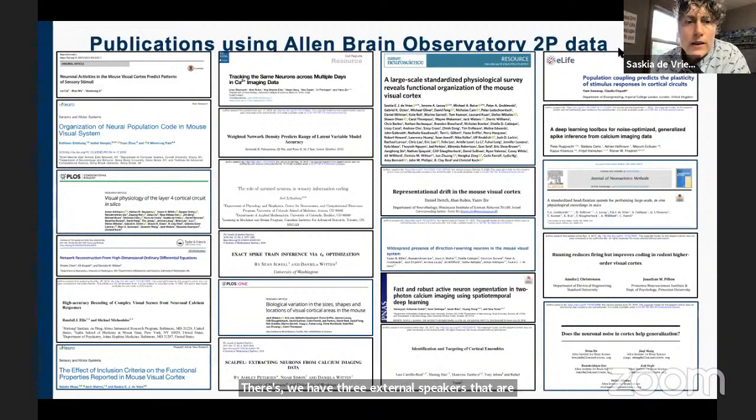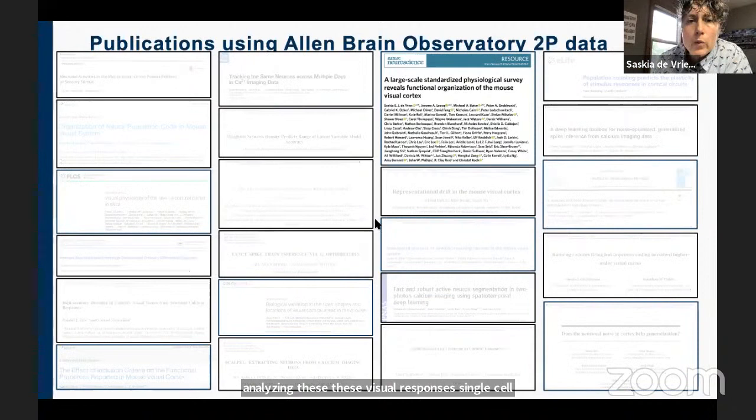There's a lot of interesting work that's being done, and it ranges from people actually taking the raw calcium movies and looking at methods for identifying cells or matching cells across different days, as well as people looking at population level decoding or methods for analyzing these visual responses on single cells and populations as well.